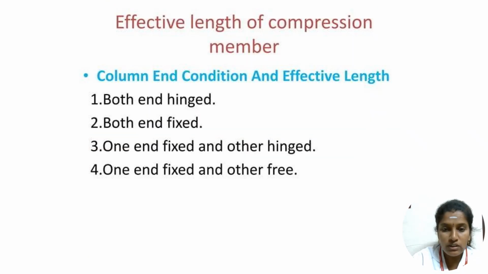In a column member, we have some effective length criteria and how it can be varied. The column connections and the end conditions are very important here. So what end conditions are we going to provide? Both ends of the column can be hinged, or both ends can be fixed. In a combination, one end is fixed and the other end is hinged. Maybe one end is fixed and the other end is free. These are all the end conditions of the column. Based on these end conditions, the effective length can be varied. We can see them one by one.